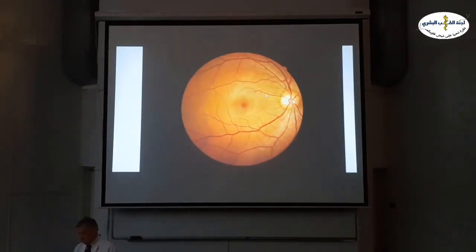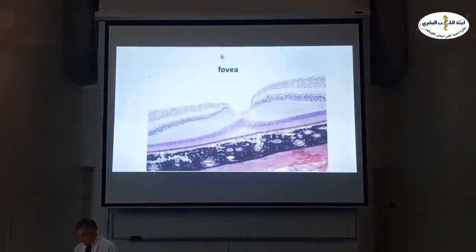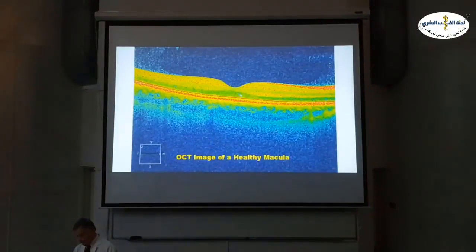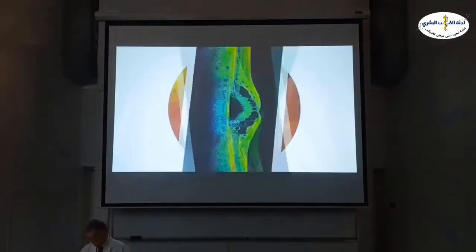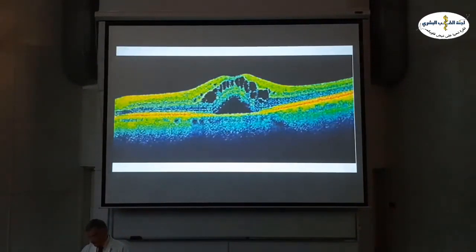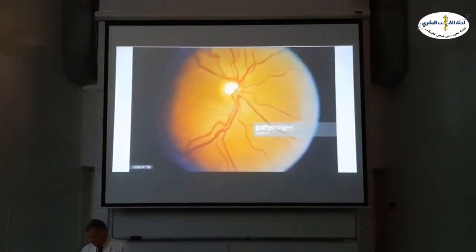Again, normal fundoscopy. This is the fovea, a depression. Okay, very nice looking choroid, and the retina gets thinner in the fovea. Special stain for the fovea. This is a bad macula. Diseased macula.